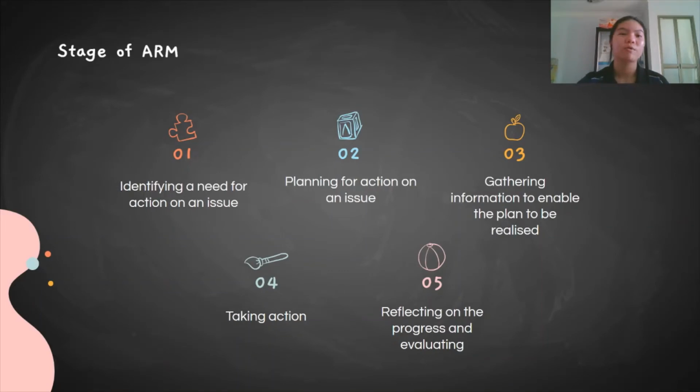So now for the stages of ARM, there are 5. The first stage starts with identifying a need for action on an issue. So maybe in a discussion, an issue will be raised and they will discuss it together. And second, they will plan for action on an issue, which is they will find the statistics or the literature to discover whether the issue is in effect or not.